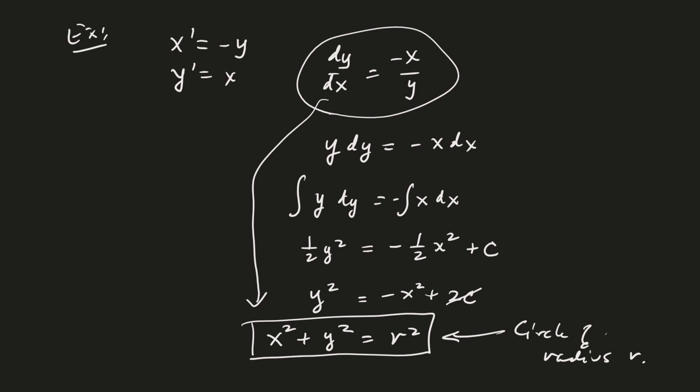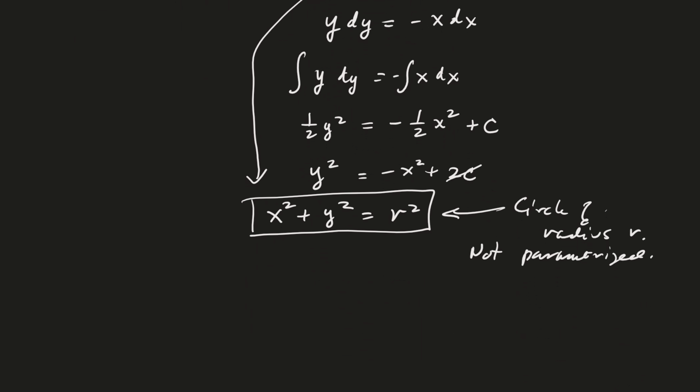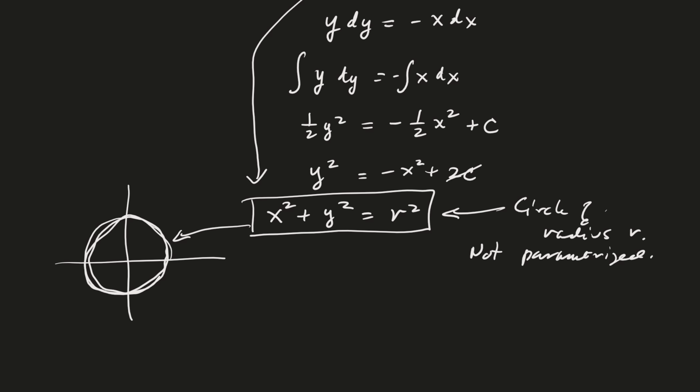But you see that this is not parameterized, right? So that's what we mean by getting rid of the parameterization, right? You go from having x and y defined separately on the circle to having an expression of x and y together. So this is graphing x and y.